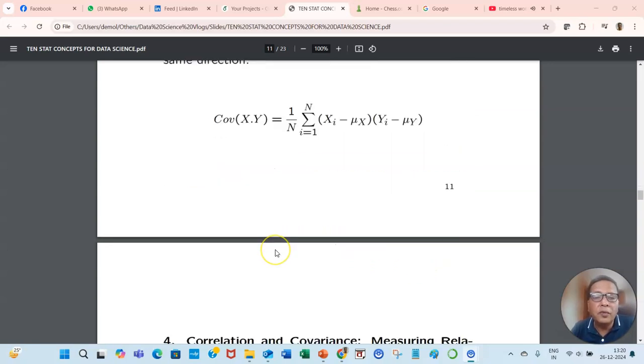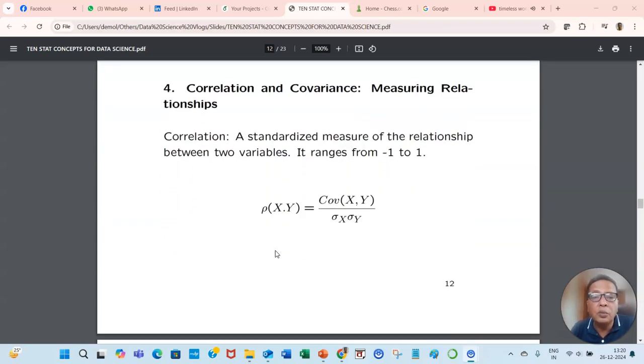So that's covariance, and from that we get the correlation function, which is covariance by sigma x, sigma y. That takes value between minus 1 to plus 1. When the value is plus 1, which is rarely true, we say it's positively correlated. And when it is minus 1, we say the variables are negatively correlated, and when the correlation is 0, we say there is no linear relationship between the variables.